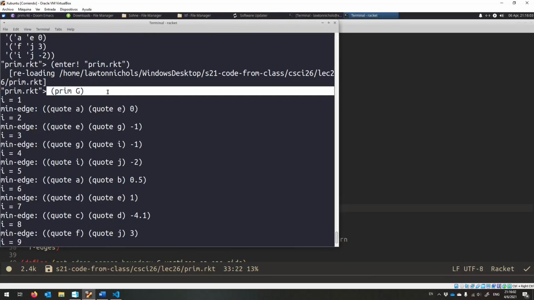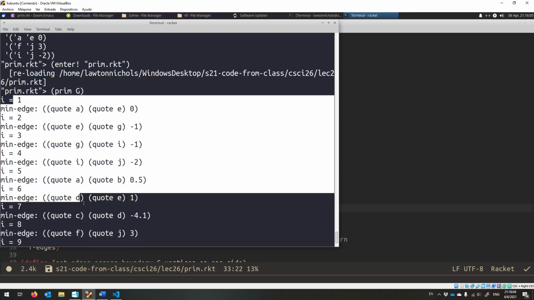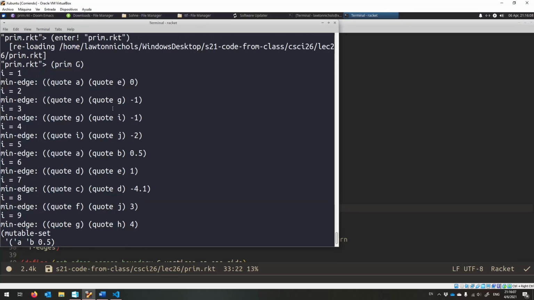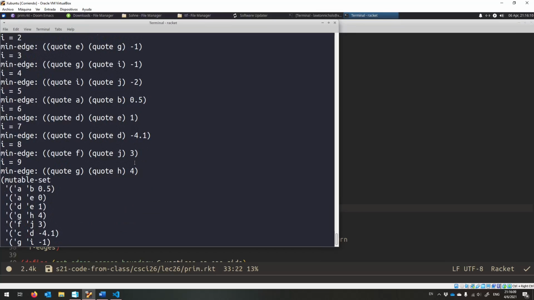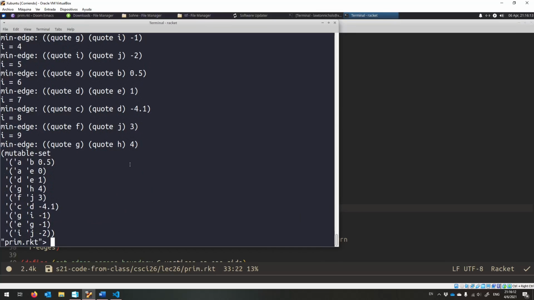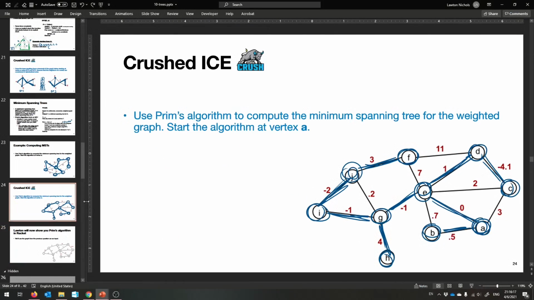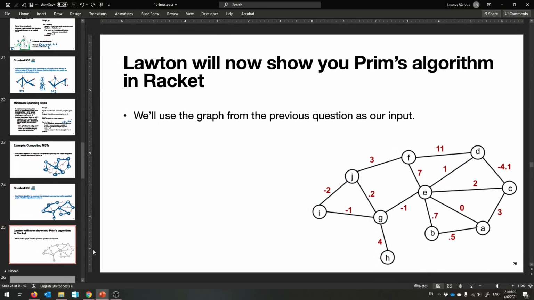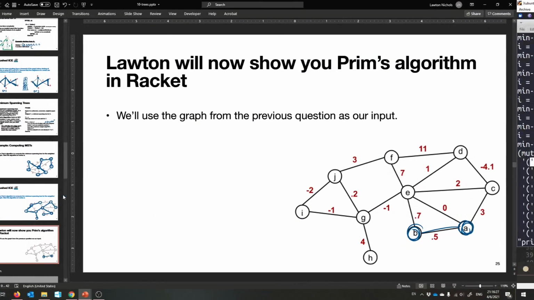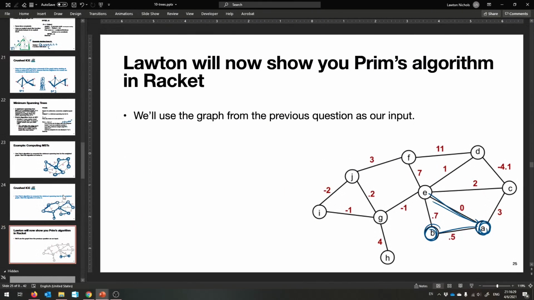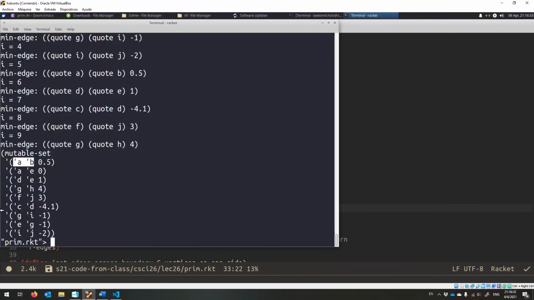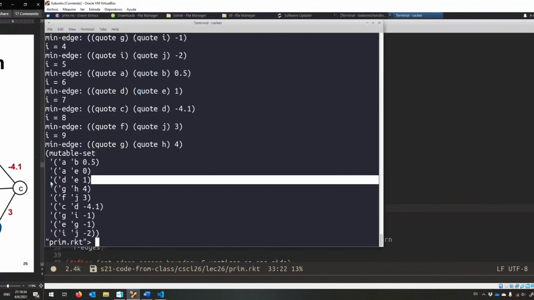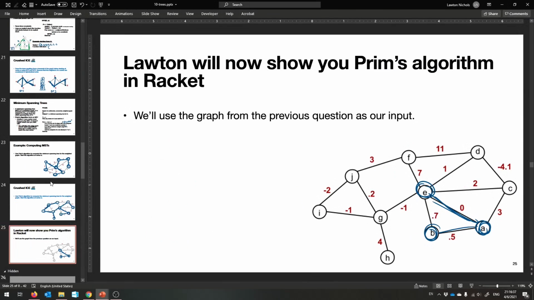I say prim G, and then I have some helper information that's printing out, like, okay, it's found this edge, it's going to add it, and hopefully it added the ones that we think. Okay, so we took the one from A to B with 0.5, and this is going to be the moment of truth to see if this is what we got. A to B by 0.5, we took A to E by 0, that's not bad. We took D to E by 1.